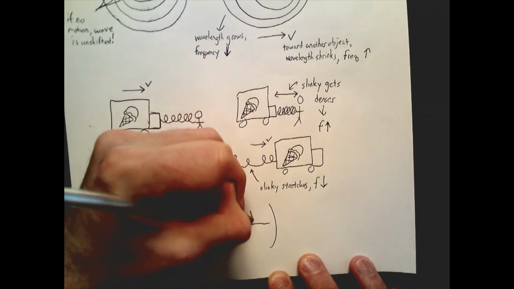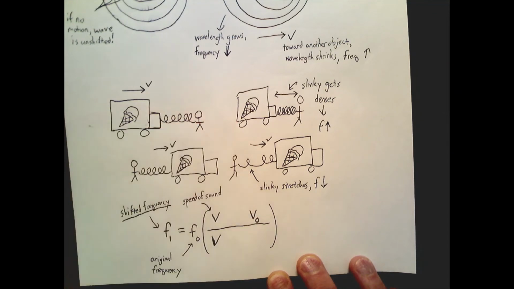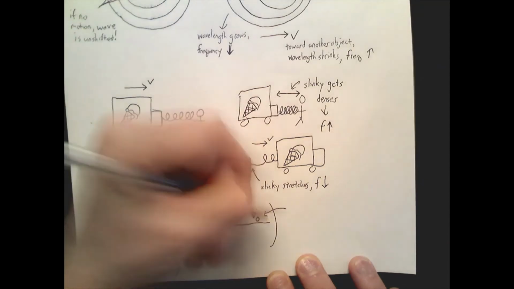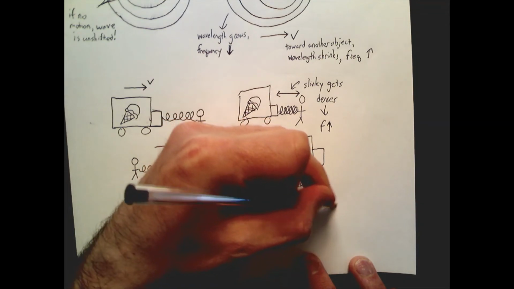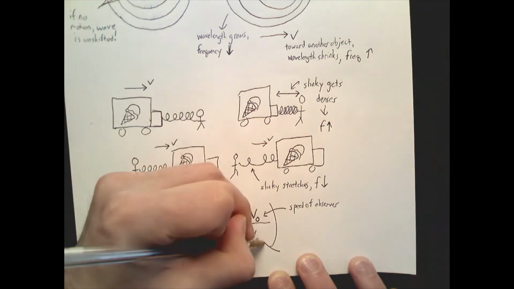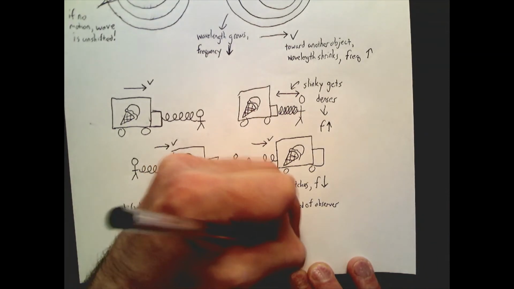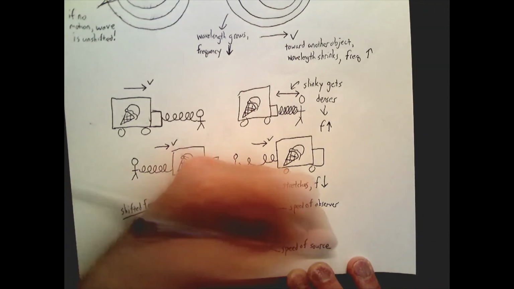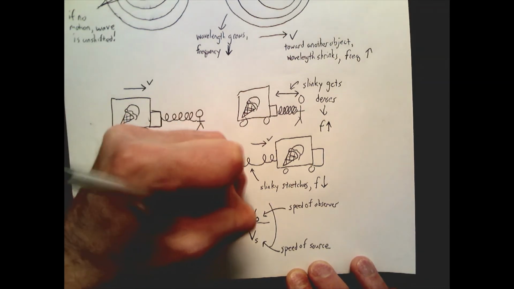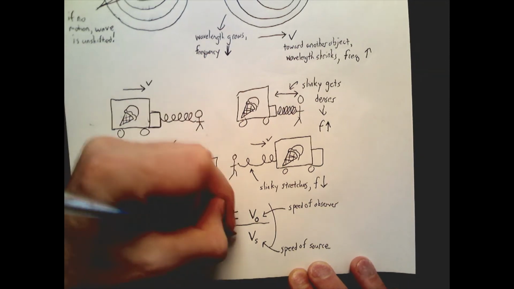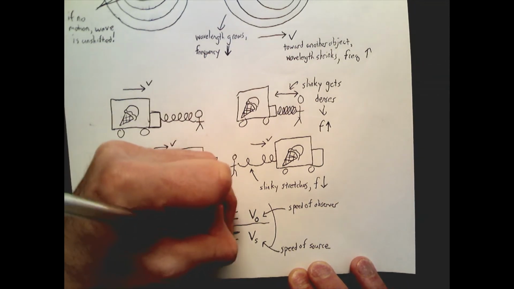Up top, you have the speed of the observer. This is the thing that's listening to the sound. The o here is for observer. This is the speed of observer. And on the bottom, we have the speed of the source. I always remember it's o on top, s on the bottom because it's alphabetical order. And then between these symbols, we have plus or minus on top and minus plus on the bottom.